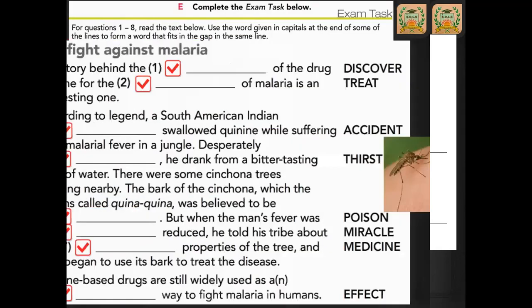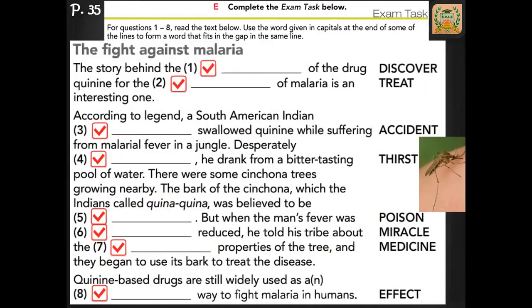Page 35, the fight against malaria. Here we have some words and you should use the derivative of these words. For example, here we have discover. Maybe we should use discoverable, discovery. You have the word and you should use its adjective, its verb, its noun. You have taken such an exercise before.